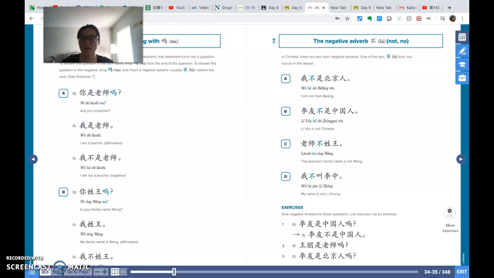Ma is the yes or no particle. So basically it means if you put ma in the end of a statement, it will become a question. 你是老师 means you are a teacher. 你是老师吗 become are you a teacher? 我是老师，我不是老师。So you have two ways to answer it.